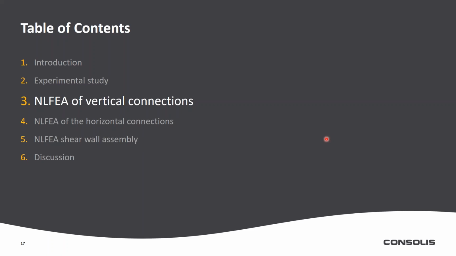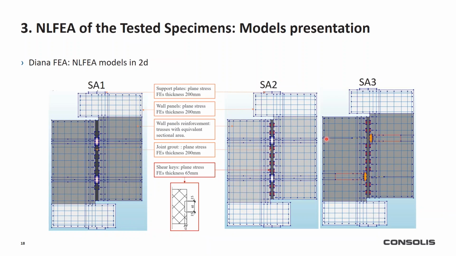Let's see now how I modeled this test in Diana. I made only 2D models for these experiments. You can see them here for the three test series. The thickness of the elements was modeled by the finite element thickness. The wall panels and the support plates are modeled with 200 millimeter plane stress finite elements.